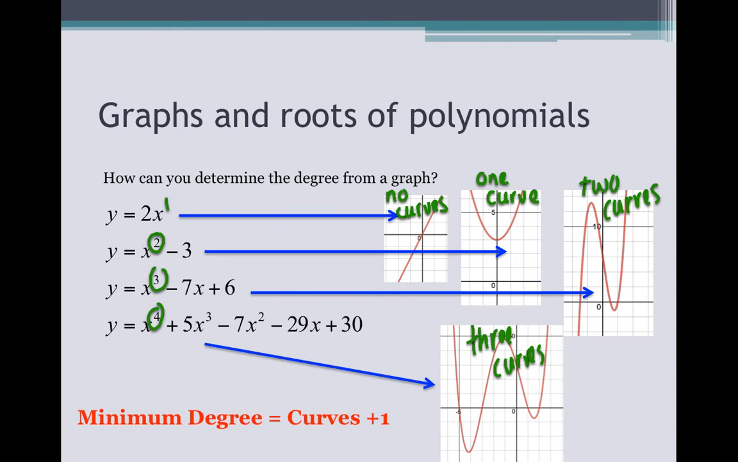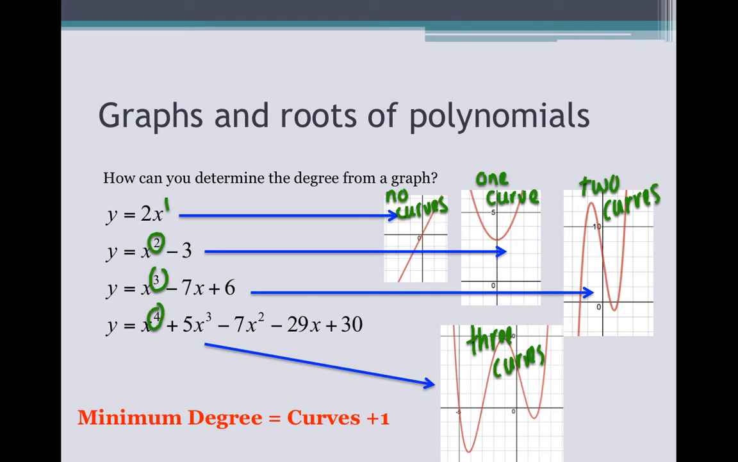So some of you might have already realized that the minimum degree, so this is the smallest this degree could be 1, is curves plus 1. So if there's no curves, add 1, it's probably a degree 1. It could possibly be higher than a degree 1, but the smallest it can be is degree 1. If you have 1 curve, curves plus 1, so 1 plus 1 is 2. So this can be a degree 2. It can be also a higher degree than degree 2. We'll talk about that later a little more. This has 2 curves plus 1 is 3, so this function can be degree 3 or higher. This has 3 curves, so this can be a degree 4 or higher.